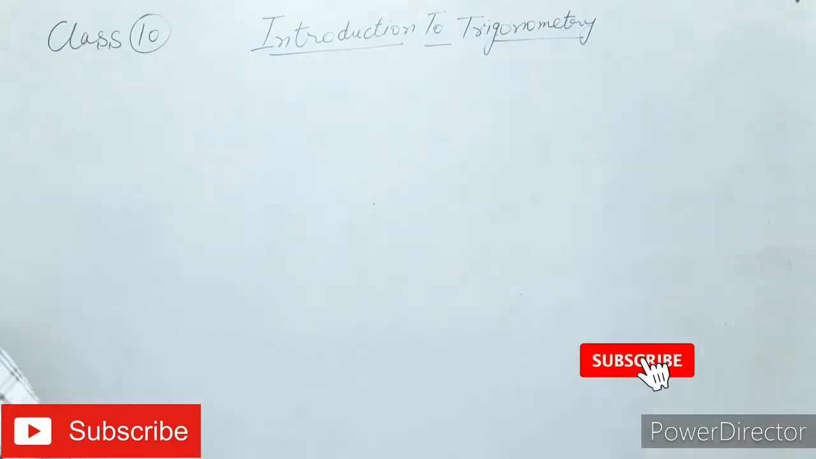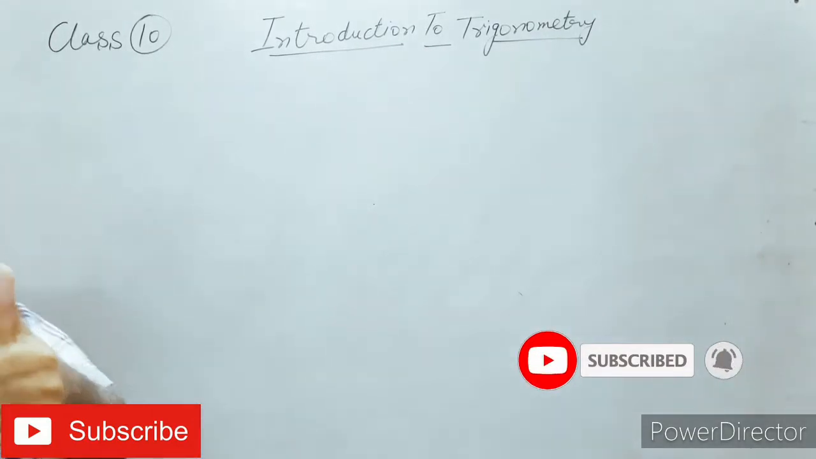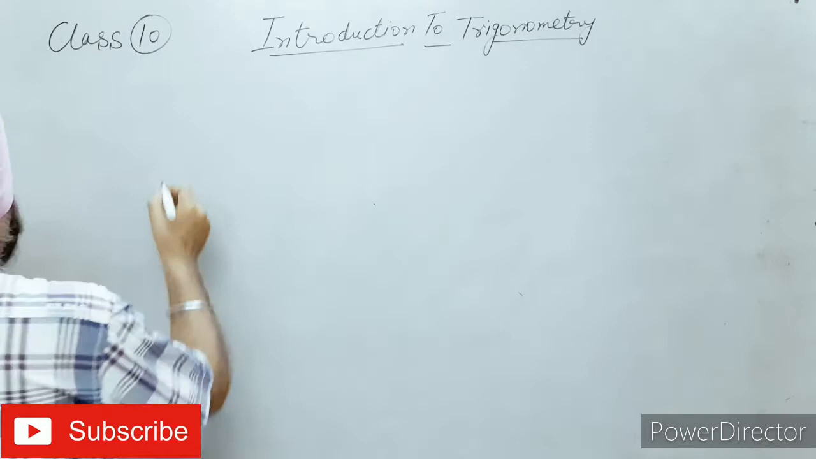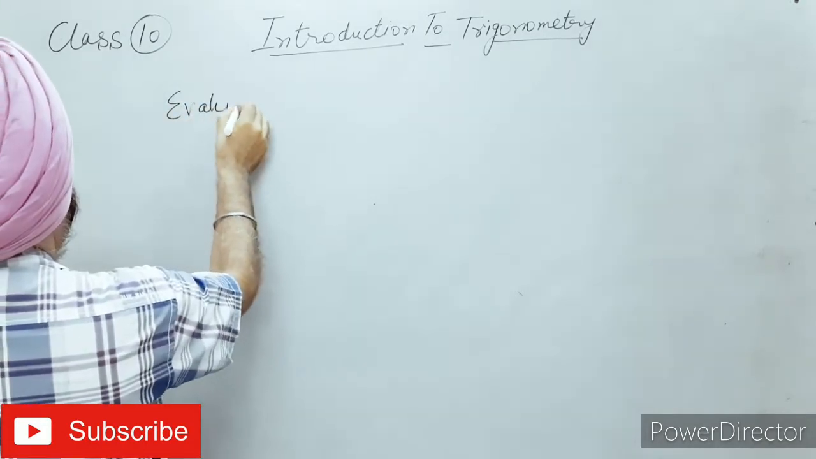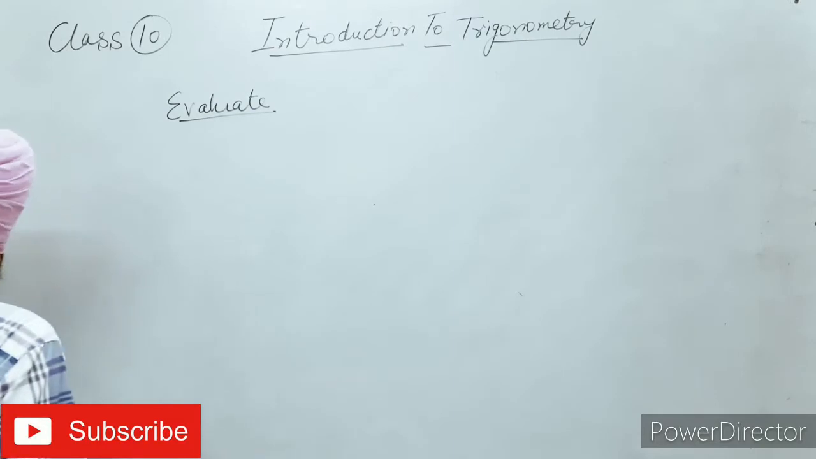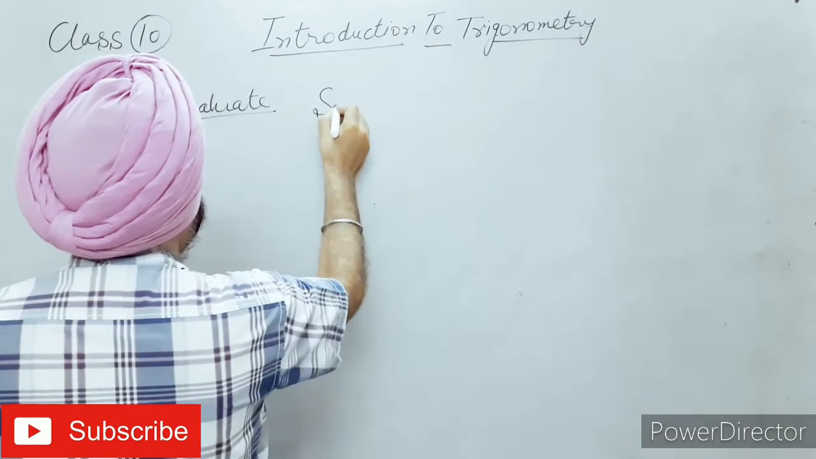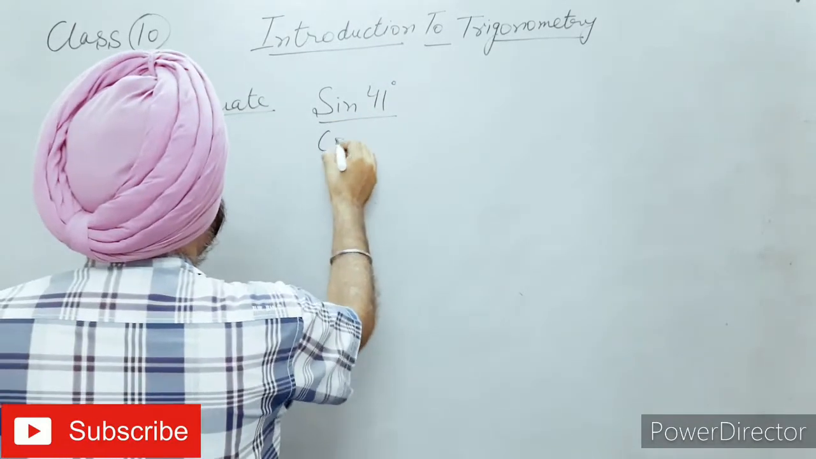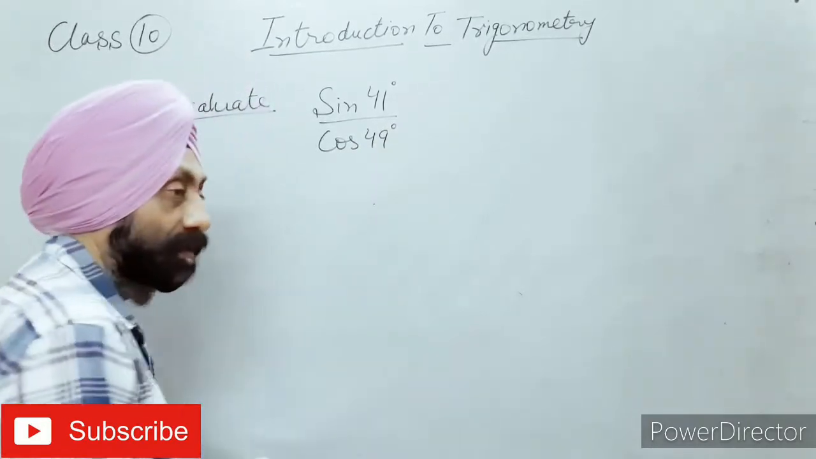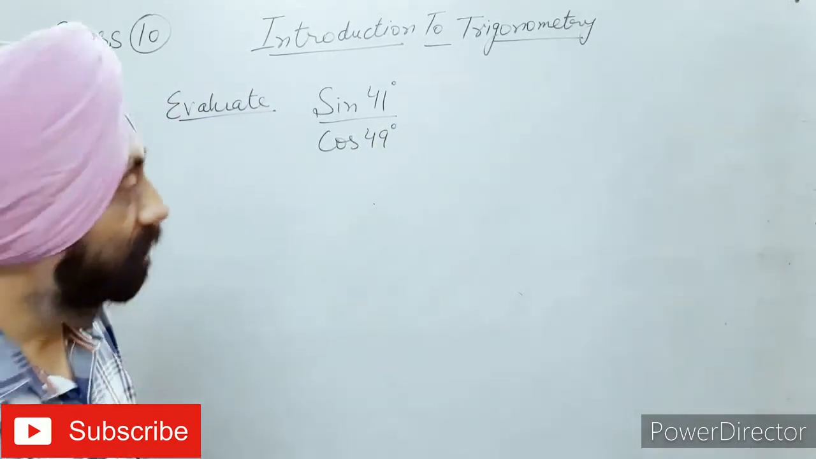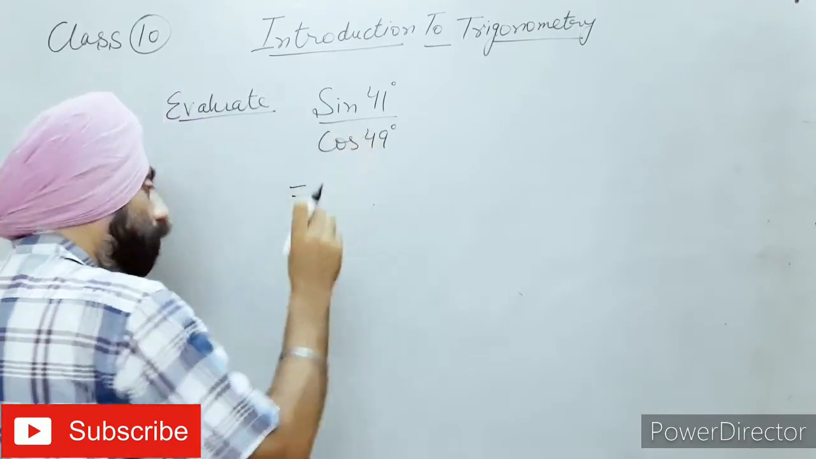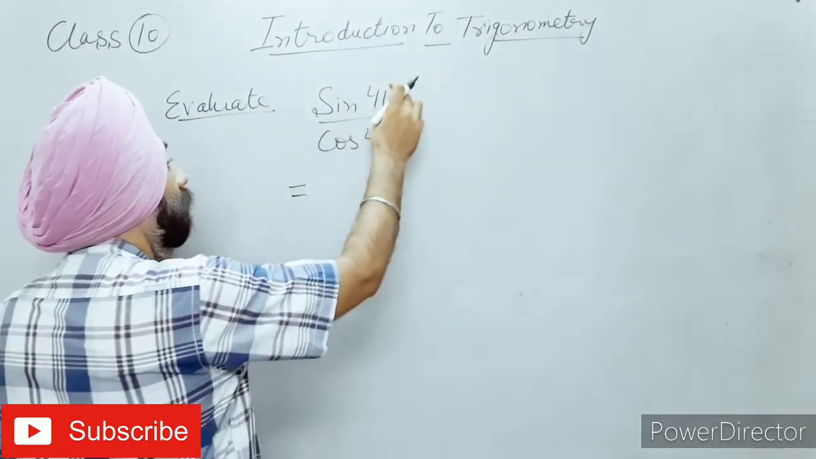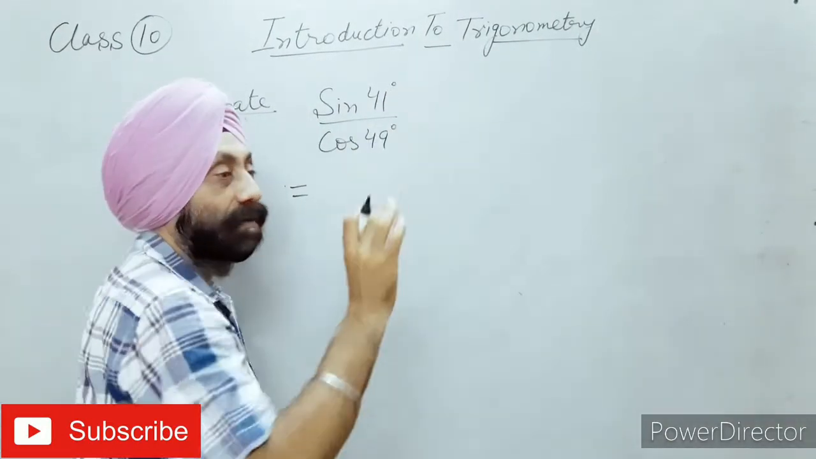Now, question number 1. Say a 1 mark question comes from this, like I have a question, evaluate. It is, say, sine 41 upon cos 49 degrees. Now it's a very simple sum, but use the concept of the complementary angles, right? How can we do? Either change the numerator or the denominator.